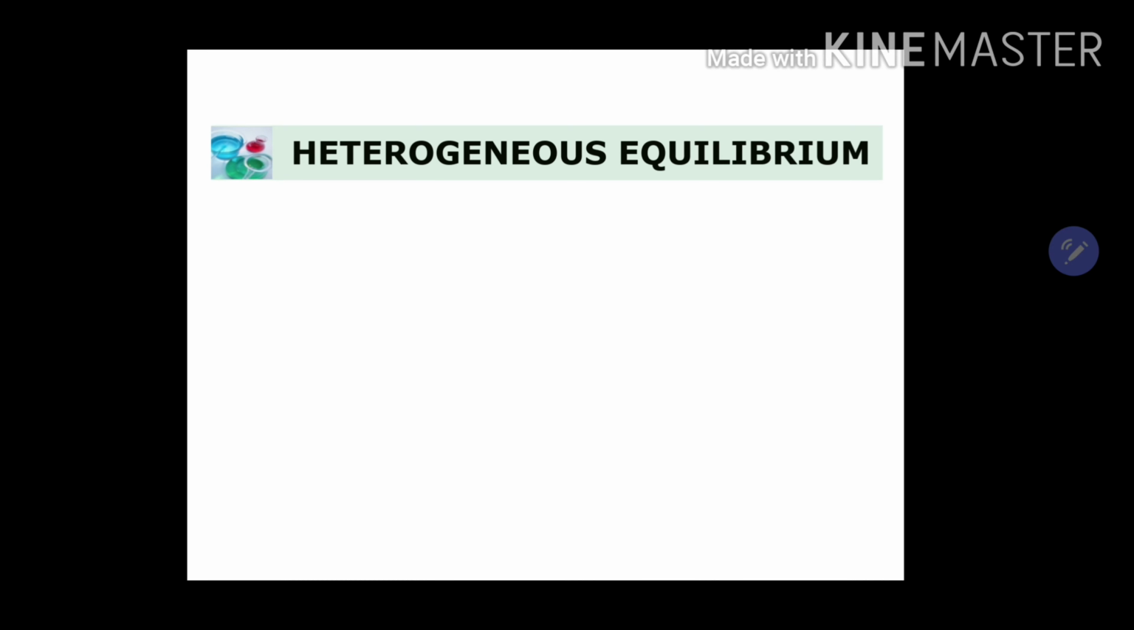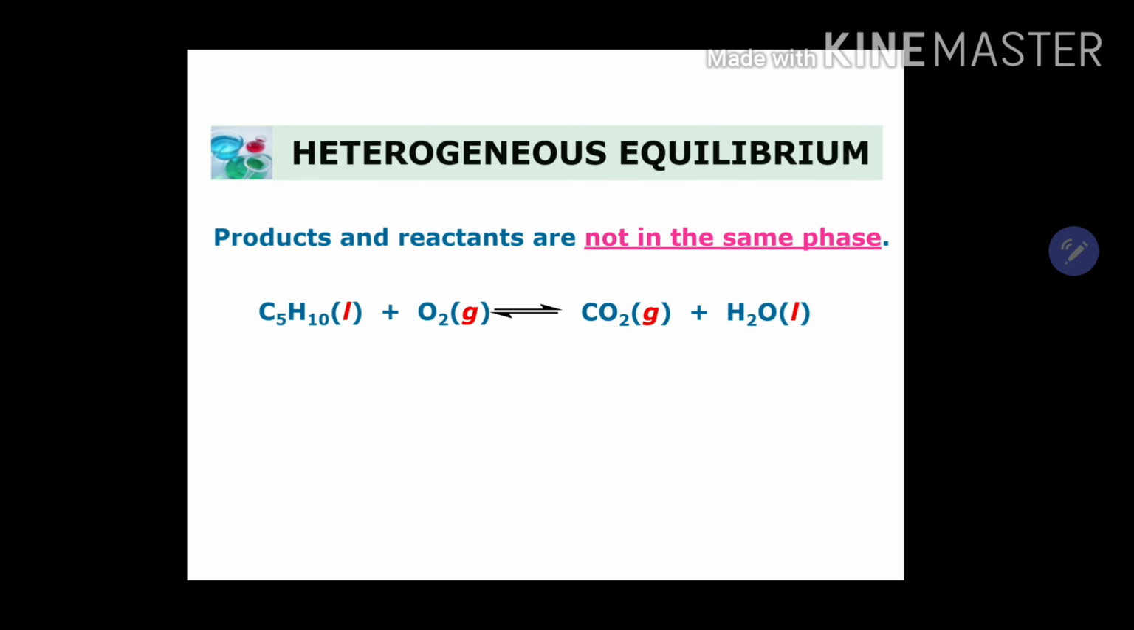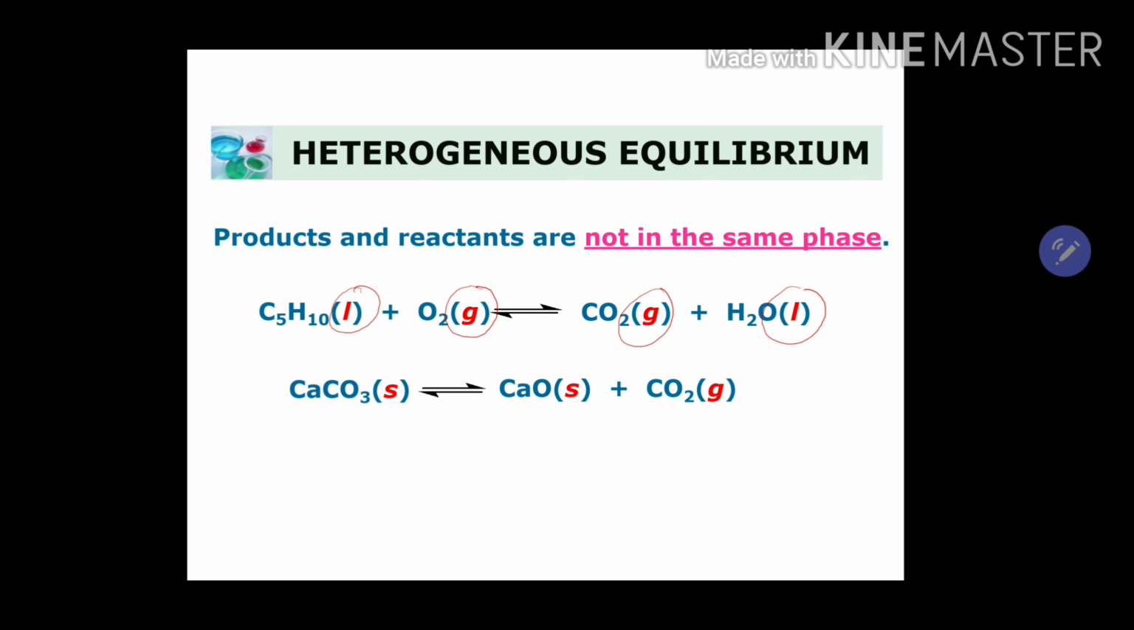Heterogeneous equilibrium is the reaction in which products and reactants are not in the same phase. For example, in this reversible reaction equation, the reactants and the products have two different phases, which are liquid and gas. So, this reaction also can be defined as the reaction in which the reacting substances are in two or more phases.